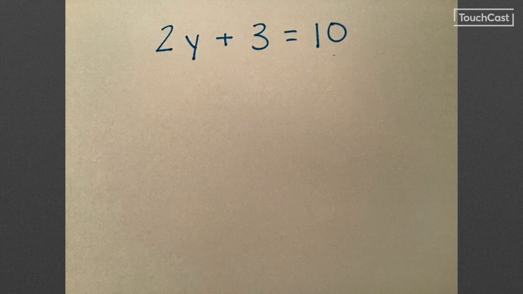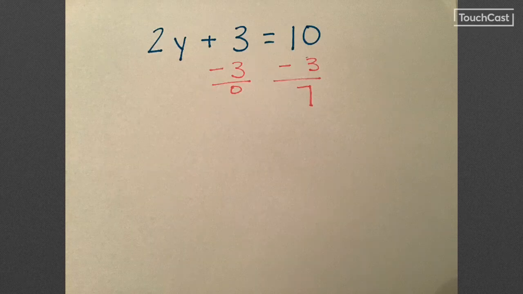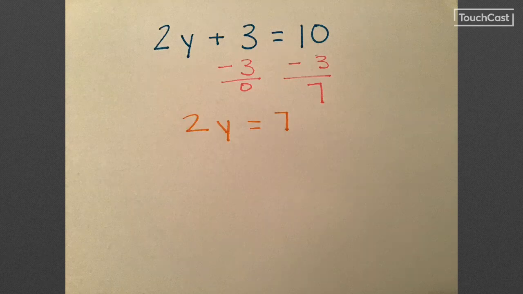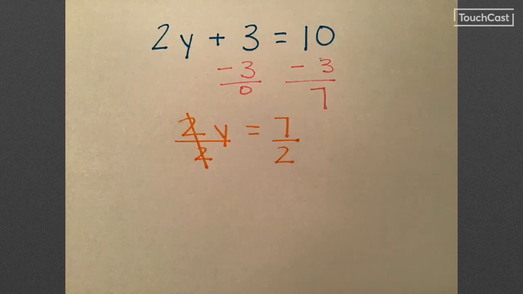Now I have plus 3, which means I need to do the inverse of it. I know that 3 minus 3 equals 0, so I need to do 10 minus 3 to equal 7. My new equation says 2y equals 7. Now 2 is being multiplied by y, so I need to do the inverse of that to ensure the y is by itself. If I divide by 2, I like to write my division as a fraction.